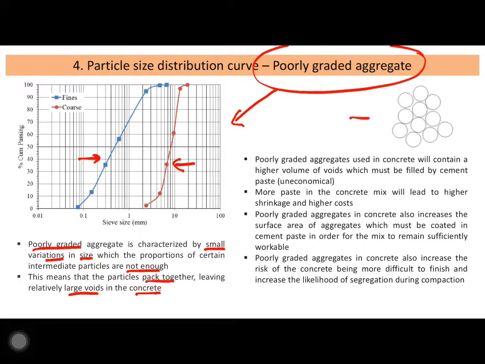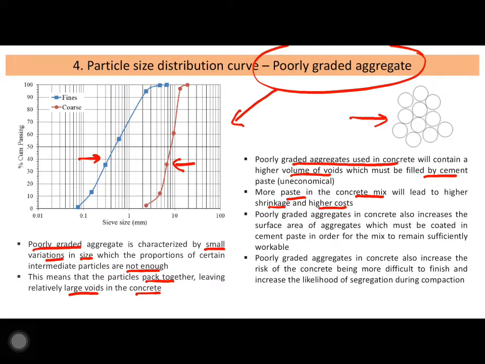You also may refer to this figure. It means that the poorly graded aggregate doesn't have enough of the intermediate size. So what will happen to the concrete? Poorly graded aggregate used in concrete will contain a higher volume of voids which must be filled by cement. So it becomes uneconomical. And more paste in the concrete mix will lead to higher shrinkage and higher cost.